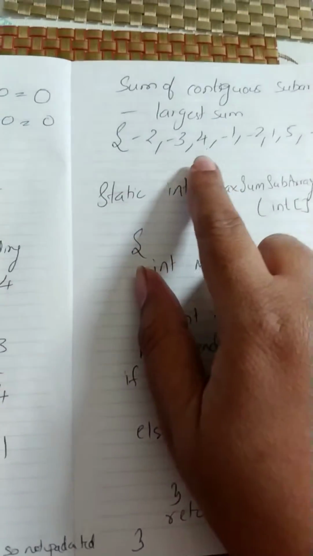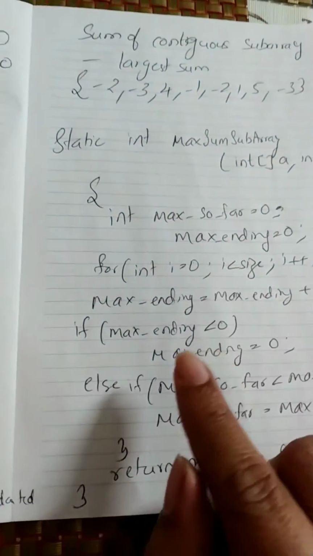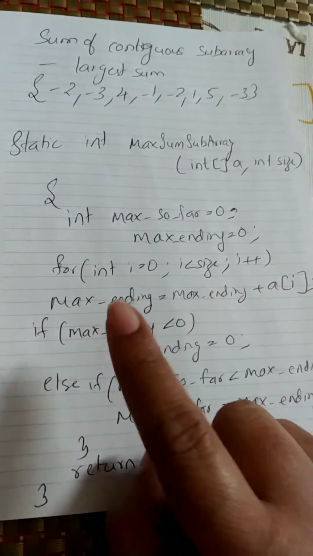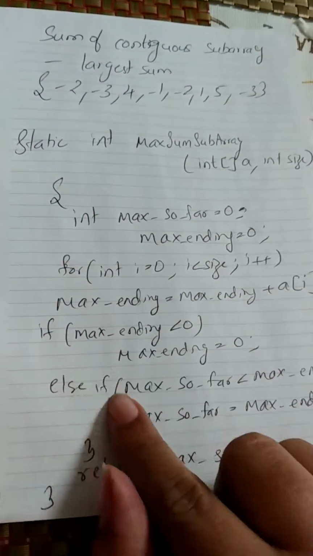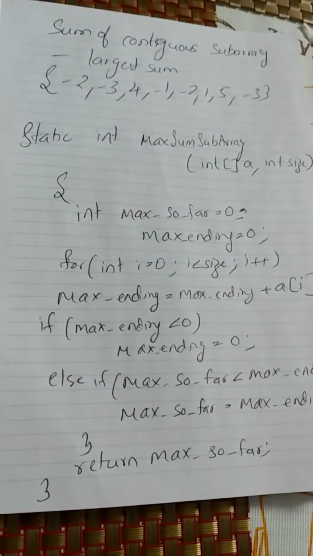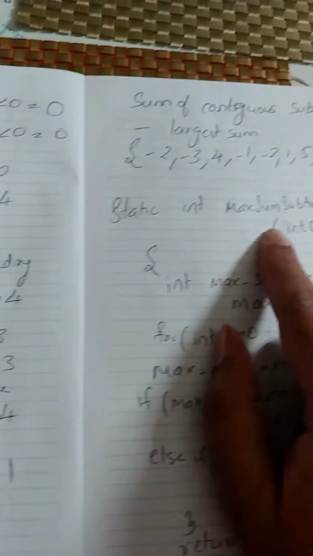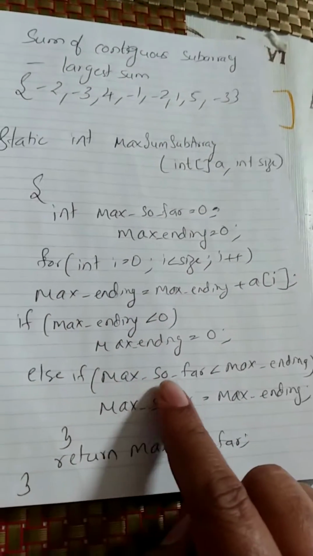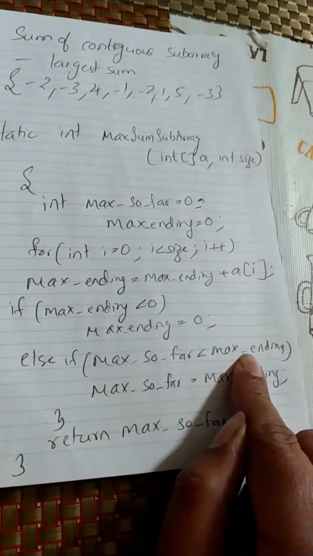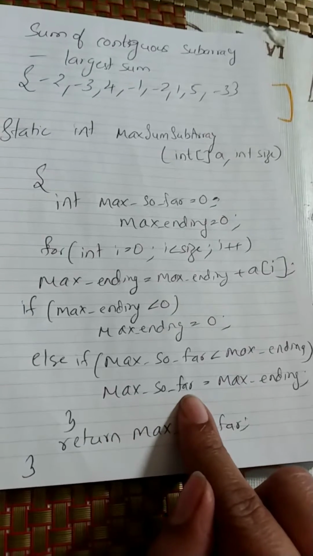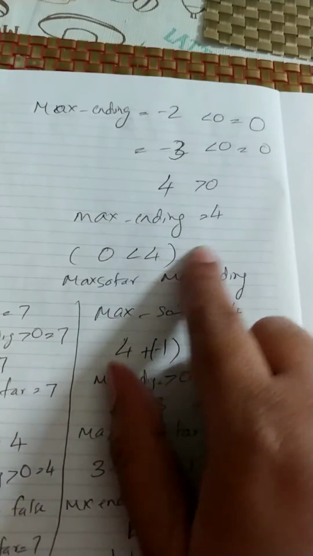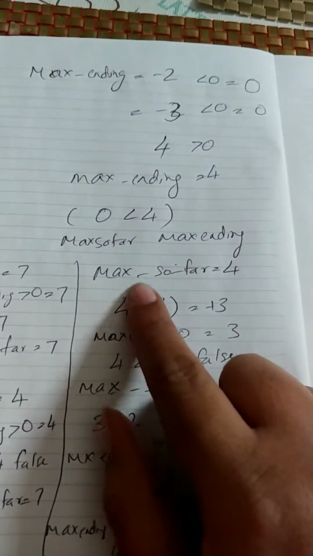Next we have an element 4. When we do 0 plus 4, the max ending is 4. So we are not doing this part, and our max so far was 0. 0 is less than 4. So we are putting max so far equal to max ending. So we get max so far as 4.